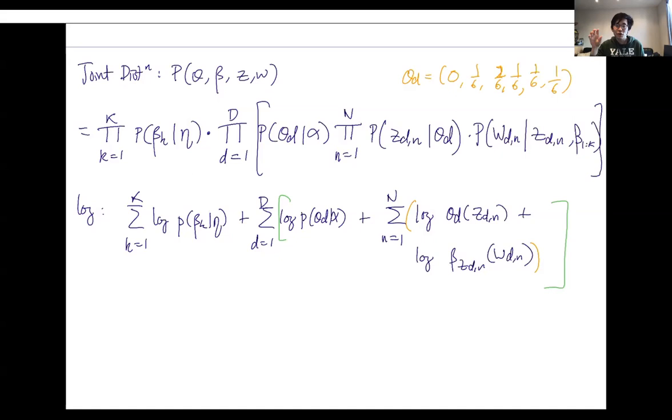So this is why I can rewrite this likelihood function in terms of just the ZDNth entry of theta D. And if you think carefully, you can do the same thing for my beta, for the w. If I see a particular word and suppose I already know which topic it is, I just have to look back at my topic distribution. Remember, a topic is a distribution over words, and then read out the probability that was assigned to that particular word.